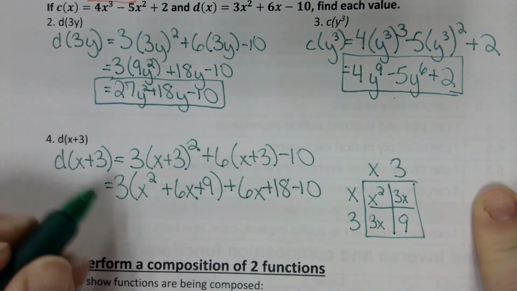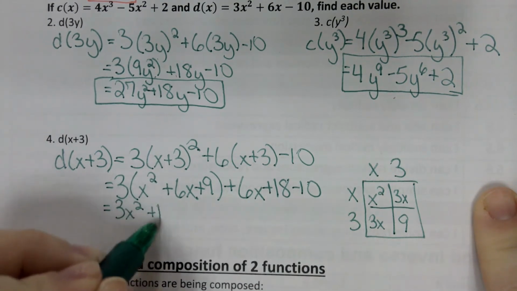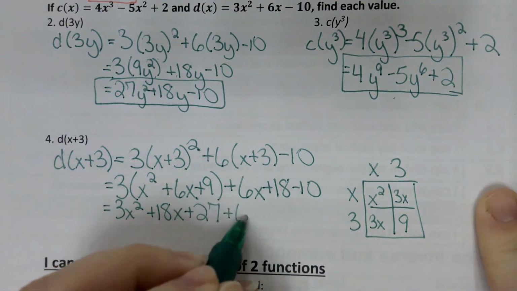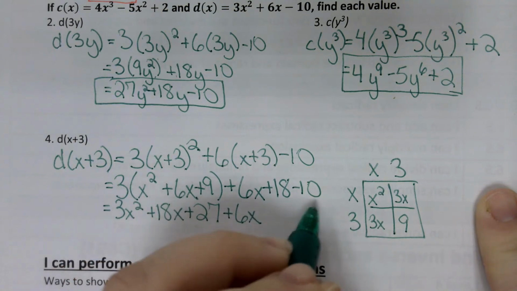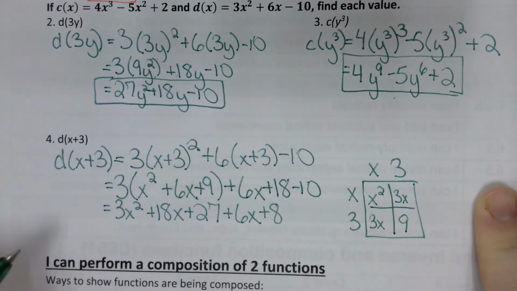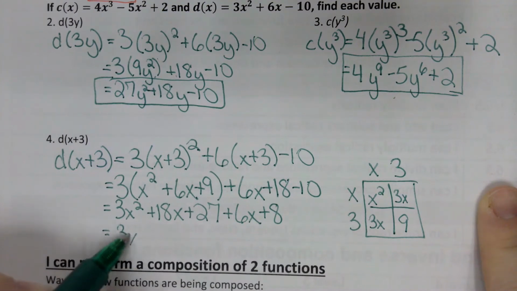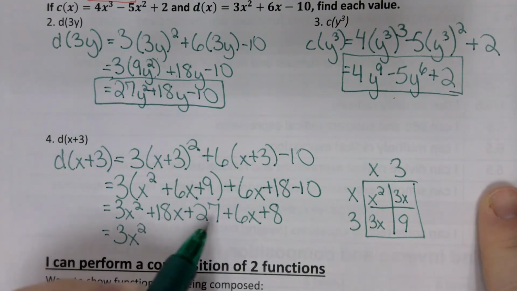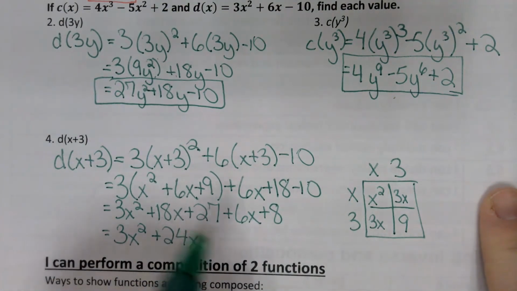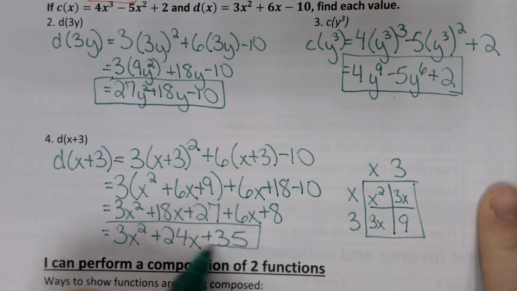The 3 needs to be distributed to give us 3x squared plus 18x plus 27 plus 6x, and we can do 18 minus 10 to give us 8. Combine like terms, and we have 3x squared, 18x and 6x will give us 24x, and then 27 and 8 will give us 35. And that's as far as we can go.